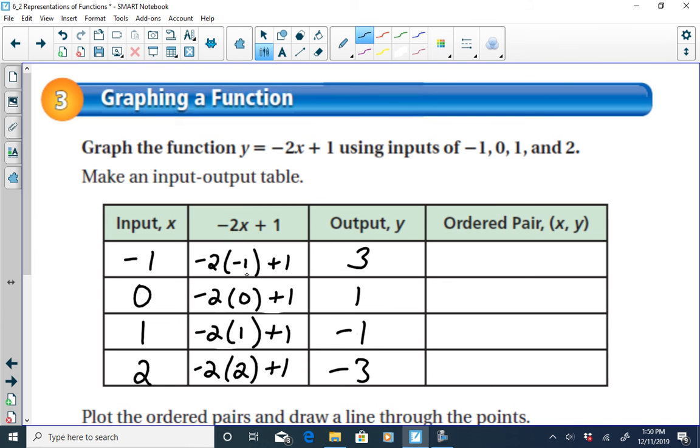We take our input, we take our output, we pair them together to create our ordered pair. So our first ordered pair is negative 1, comma 3. Our second ordered pair is 0, comma 1. Our third ordered pair is 1 and negative 1. And our fourth ordered pair is 2, comma negative 3.